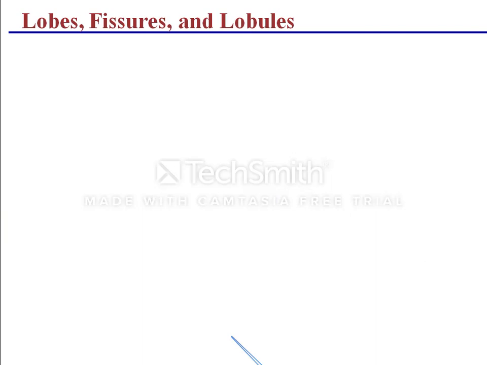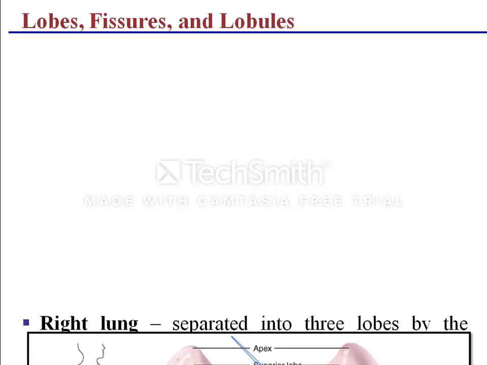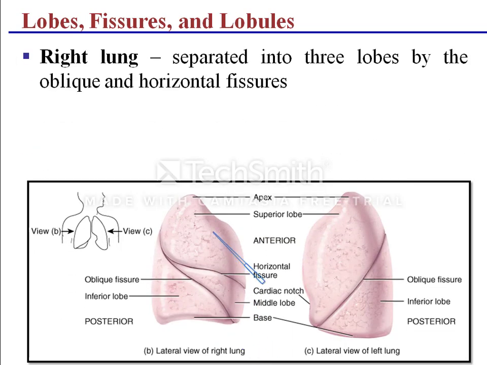Now this lung will have lobes. Lobes are formed due to different fissures, and number of lobes are different in left lung and they are different in right lung, and each lobe will be divided into lobules. So in the right lung, as we can see, there are two fissures. One is horizontal fissure, second one is oblique fissure.